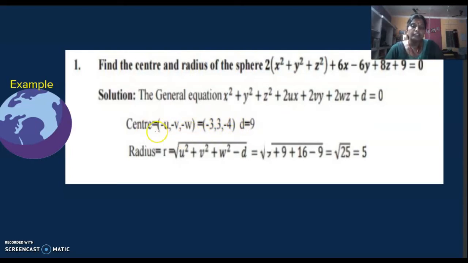So the center formula for the general sphere is (minus u, minus v, minus w). So this is the center, and the d value here is 9. The radius formula is square root of u square plus v square plus w square minus d. Apply these values in this formula and we get the radius value as 5. So from the equation of a sphere, we can find the center and radius.